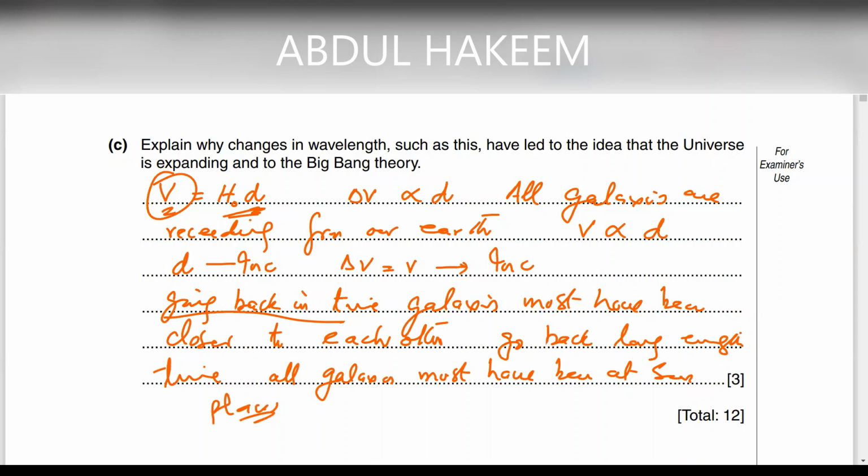So I repeat, recessional velocity is equal to H naught d, delta v, recessional velocity directly proportional to d. All galaxies are receding from our Earth. The distance is increasing, so the recessional velocity is increasing. But when we go back in time, all galaxies must have been closer to each other. Going back long enough, all galaxies must have been at the same point, and this is the Big Bang theory. So this is the first question.